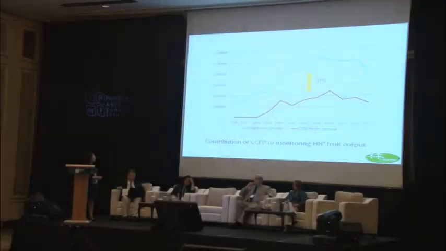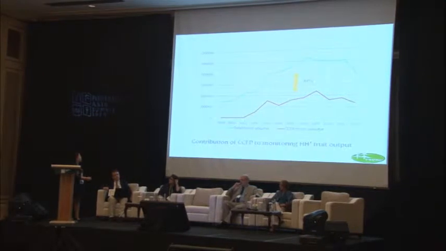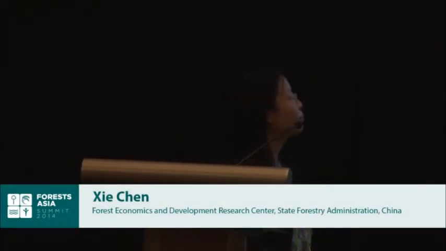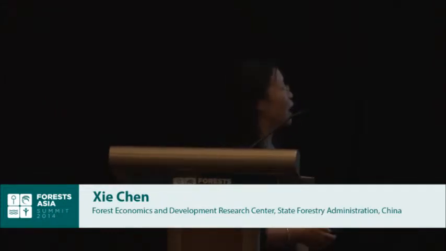See that this is the total fruit volume, and this is the CCFP fruit volume. So from that conversion policy, the fruits can contribute 30% of the fruit supply. And also grain food increases. And there is also a decline of natural disasters to the crops.